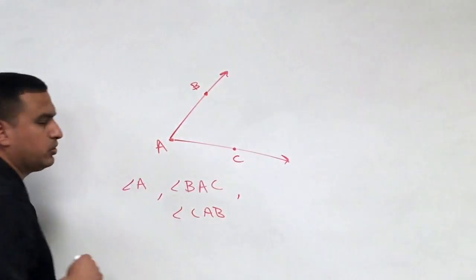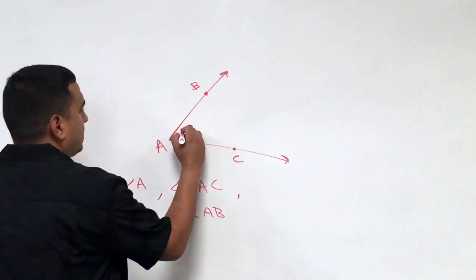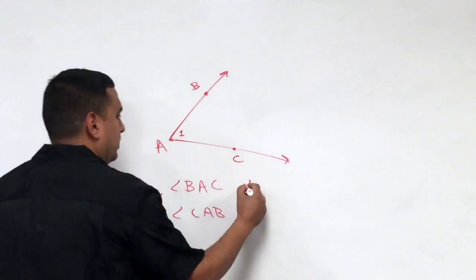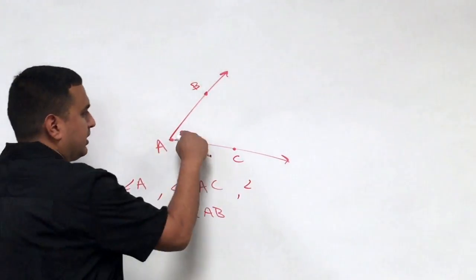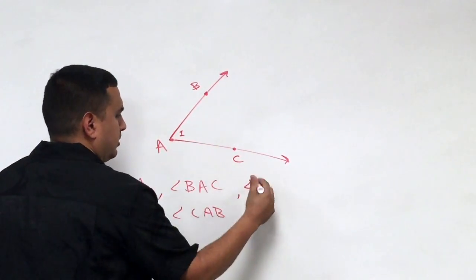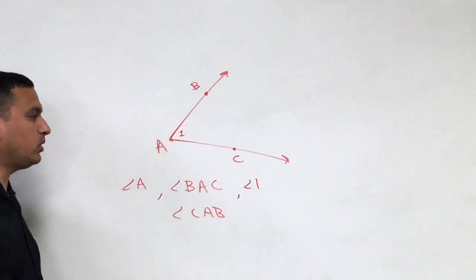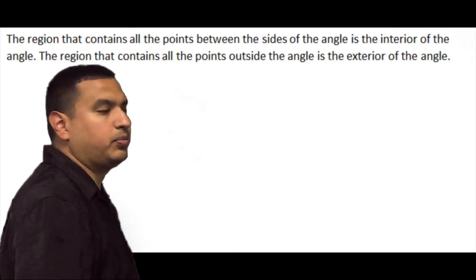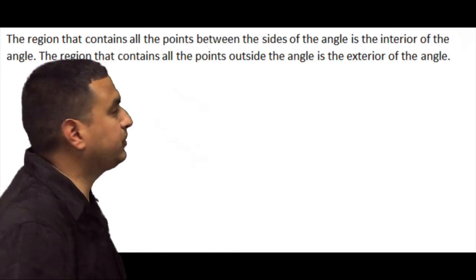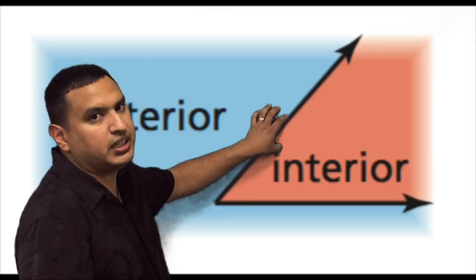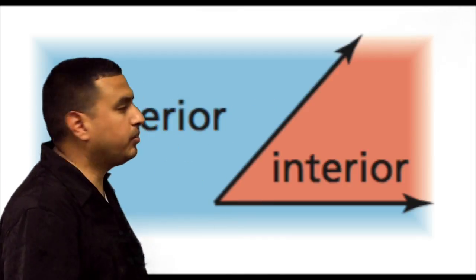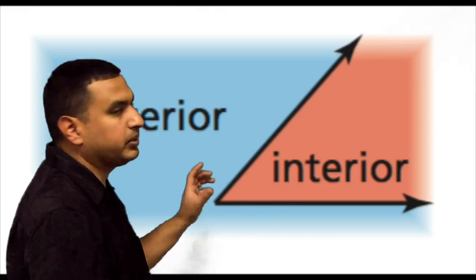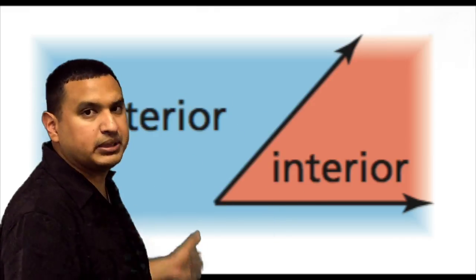And the other way that you'll see this named is you'll see some number up here like a 1, or it might be a 2 or 3. You would call it angle and then whatever number is in the interior of the angle. So this would also be called angle 1. Up here it says the region that contains all points between the different sides of the angle: we have an interior side and an exterior side. All the points that are in between the two rays, that's what we call the interior. Everything else would be the exterior.